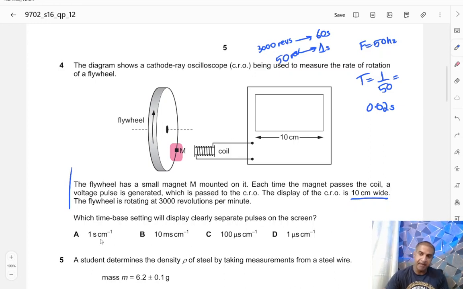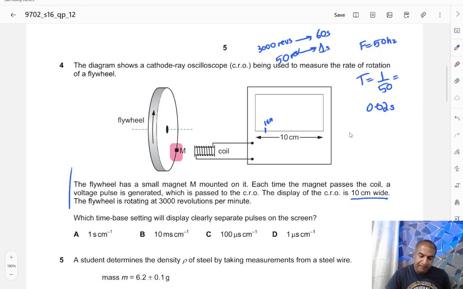If we have a time base setting of 1 second, I'm keeping it at 1 second per centimeter. So that means 1 centimeter is going to be somewhere over here. This is going to be 1 centimeter, right? So we have 1 second over here. So this is going to cover 1 second. Let's just see what happens.